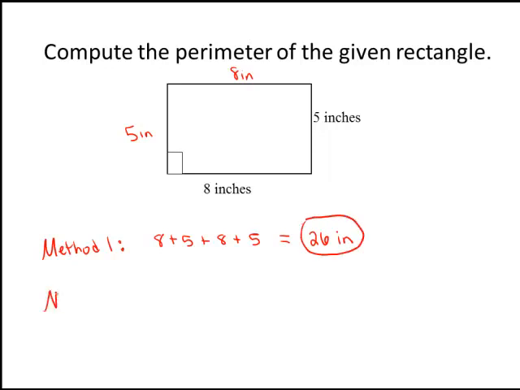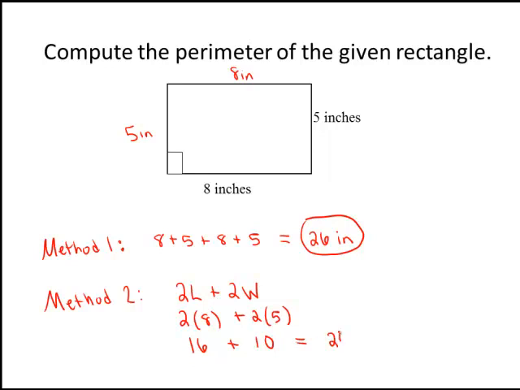By method 2, since in a rectangle the top equals the bottom in length and the left equals the right in length, we can also use the formula twice the length plus twice the width to calculate perimeter. For this rectangle, the length is 8 and the width is 5. 2 times 8 is 16, plus 2 times 5 is 10. We obtain the same answer, 26 inches.